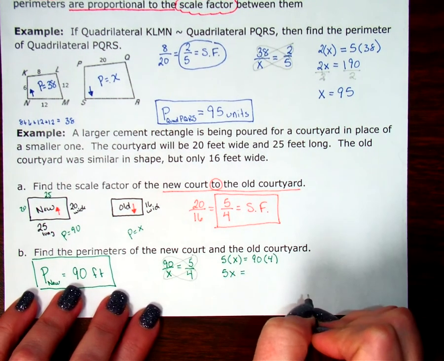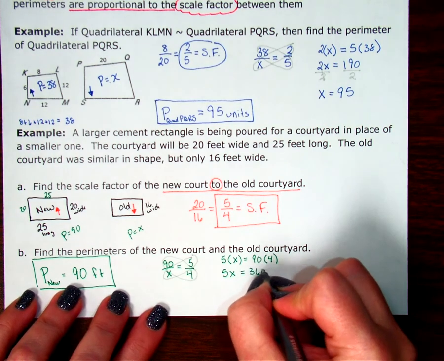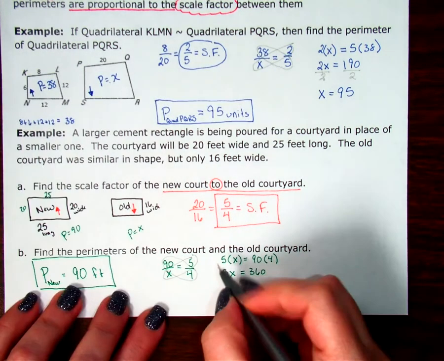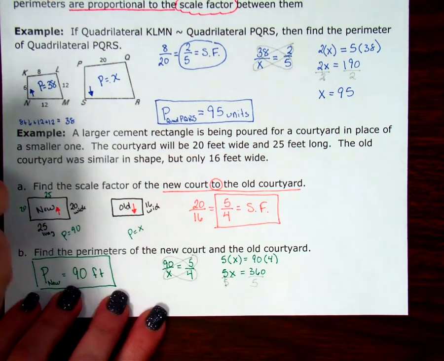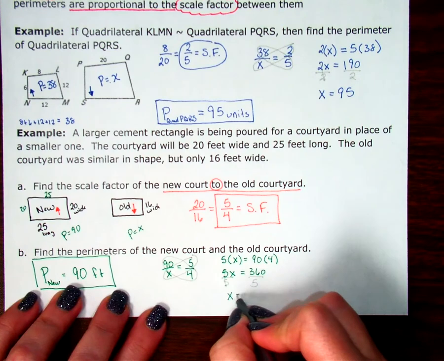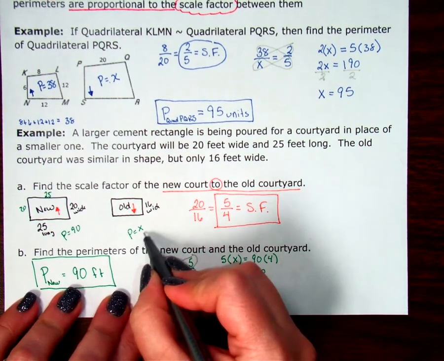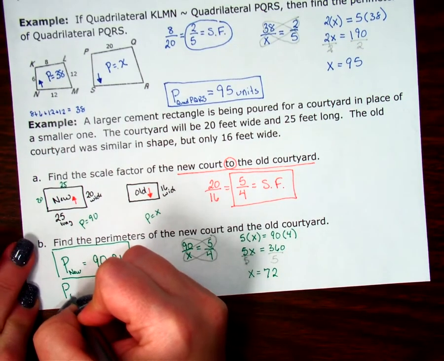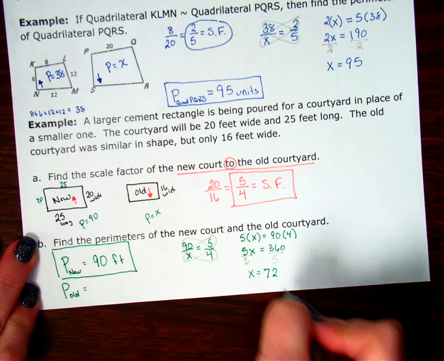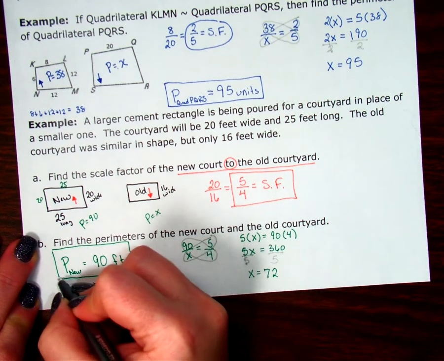5 times X is 5X. 90 times 4 is 360. When I divide that by 5, division property of equality, I get 1x equals 72. So x is the perimeter of the old, so my perimeter of the old courtyard was only 72 feet.